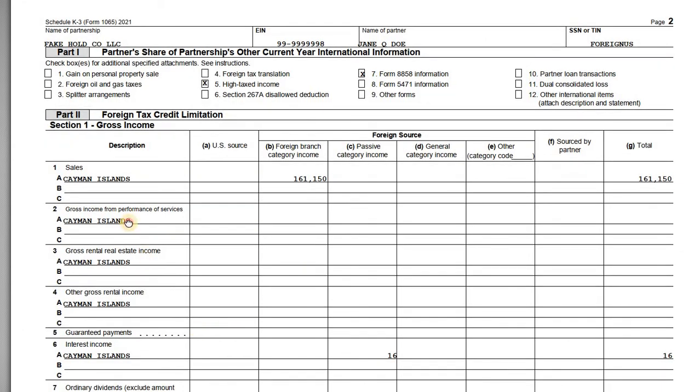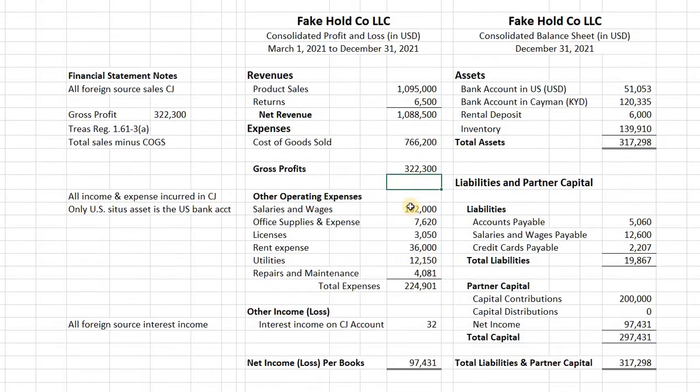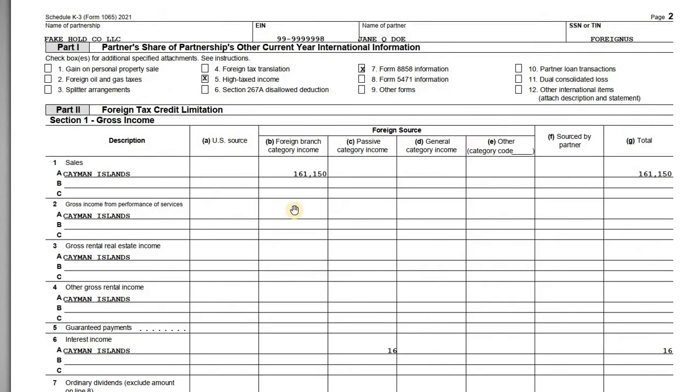You recall in the K-2, gross income or gross sales is your gross receipts net of returns and allowances and the cost of goods sold. So the allocation of gross profit, that $322,300, the allocation being sent over to Jane is one half because she's a 50% partner. So she gets $161,150 of the total amount reported on K-2.